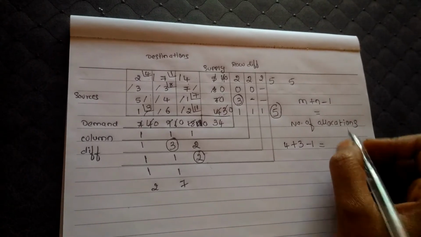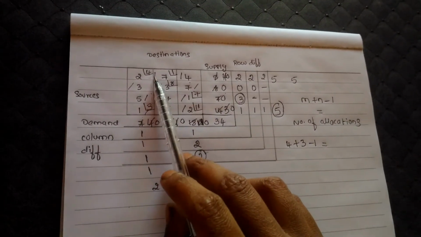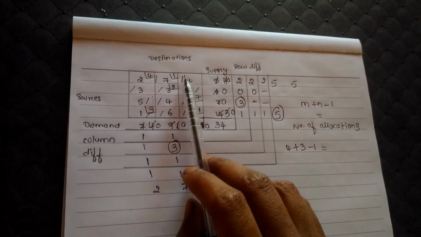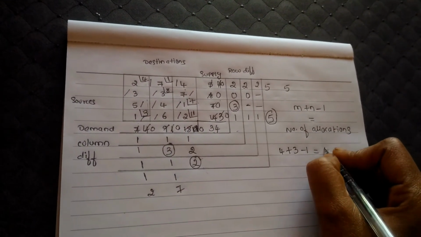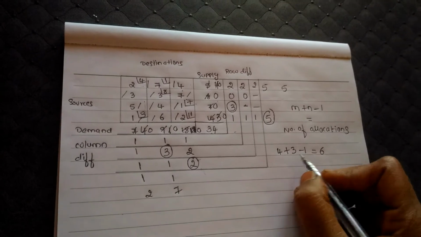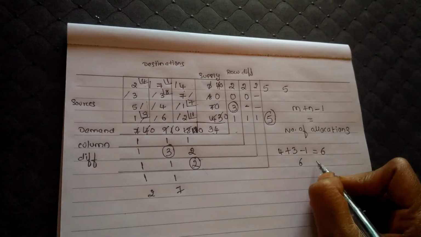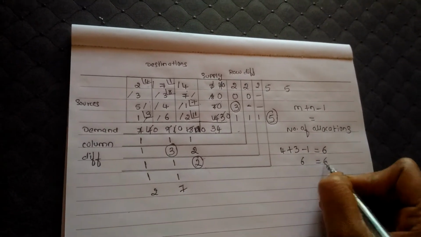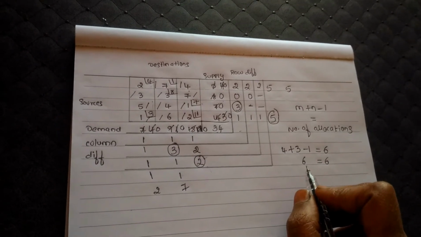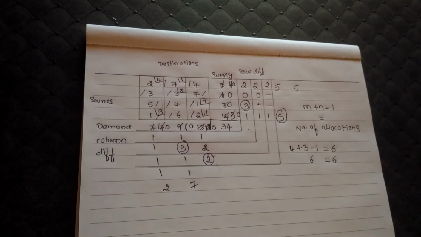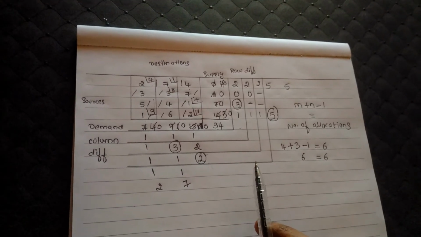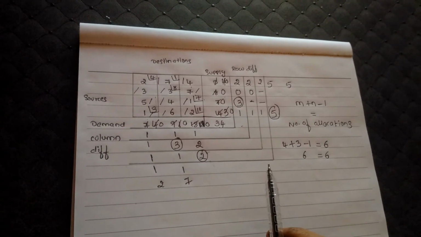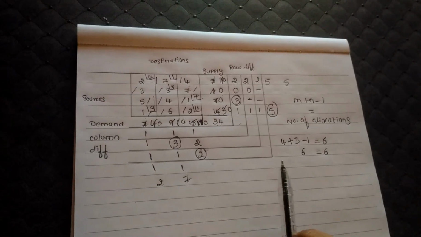And what is the number of allocations I have made? Allocations are these: 1, 2, 3, 4, 5 and 6. So I have 6. 4 plus 3 is 7, and 7 minus 1 gives me 6, which equals 6. This indicates that the given problem is eligible to go for phase 2, where I'll be finding the optimal solution using the modified distribution method, or the U and V method.